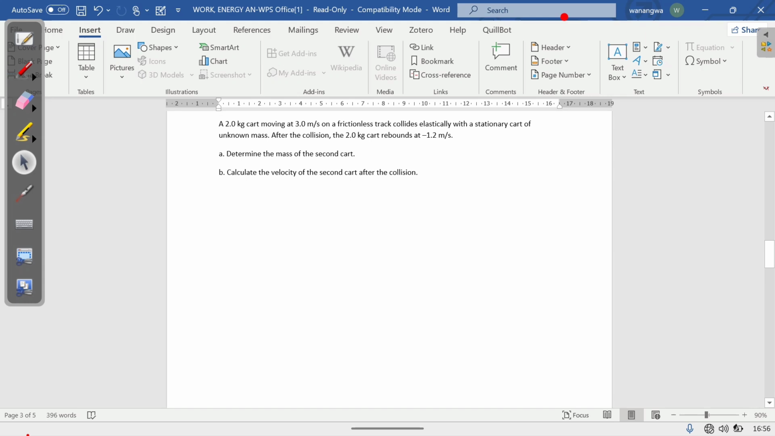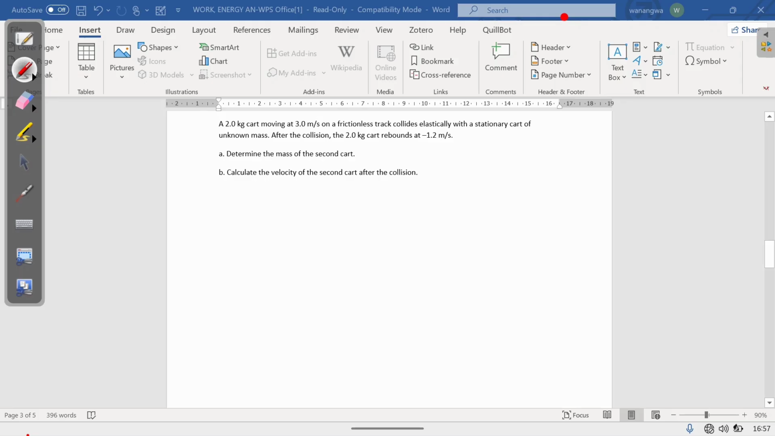He says, a 2 kg cart moving at 3 meters per second on a frictionless track collides elastically with a stationary cart of unknown mass. After the collision, the 2 kg cart rebounds at negative 1.2 meters per second. Determine the mass of the second cart.